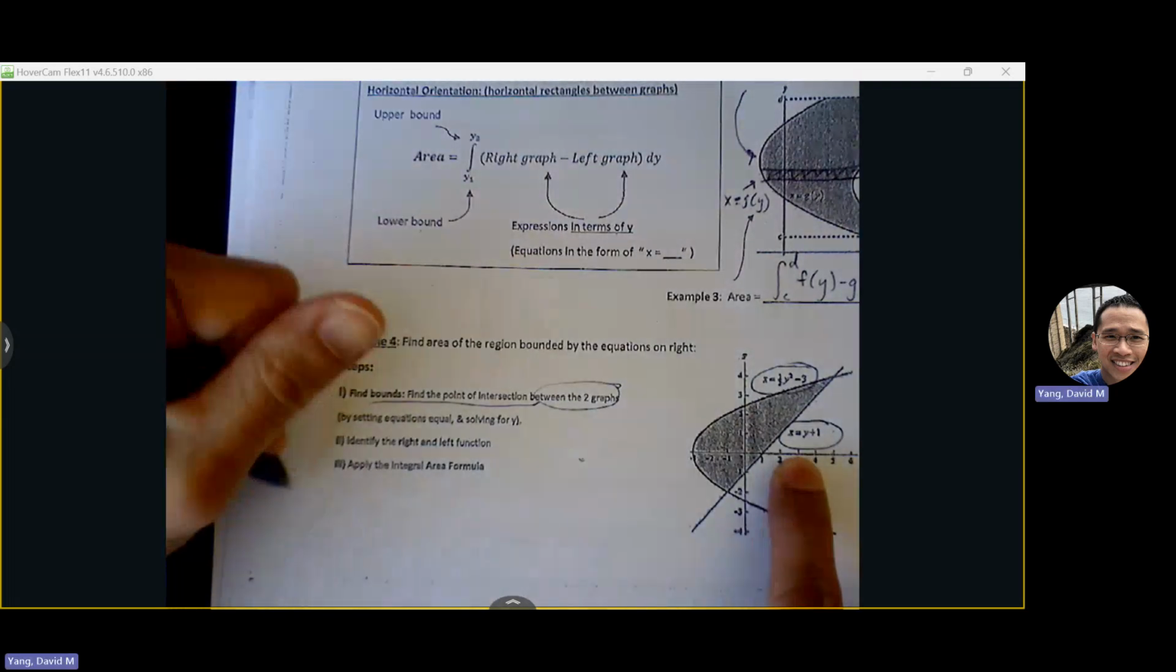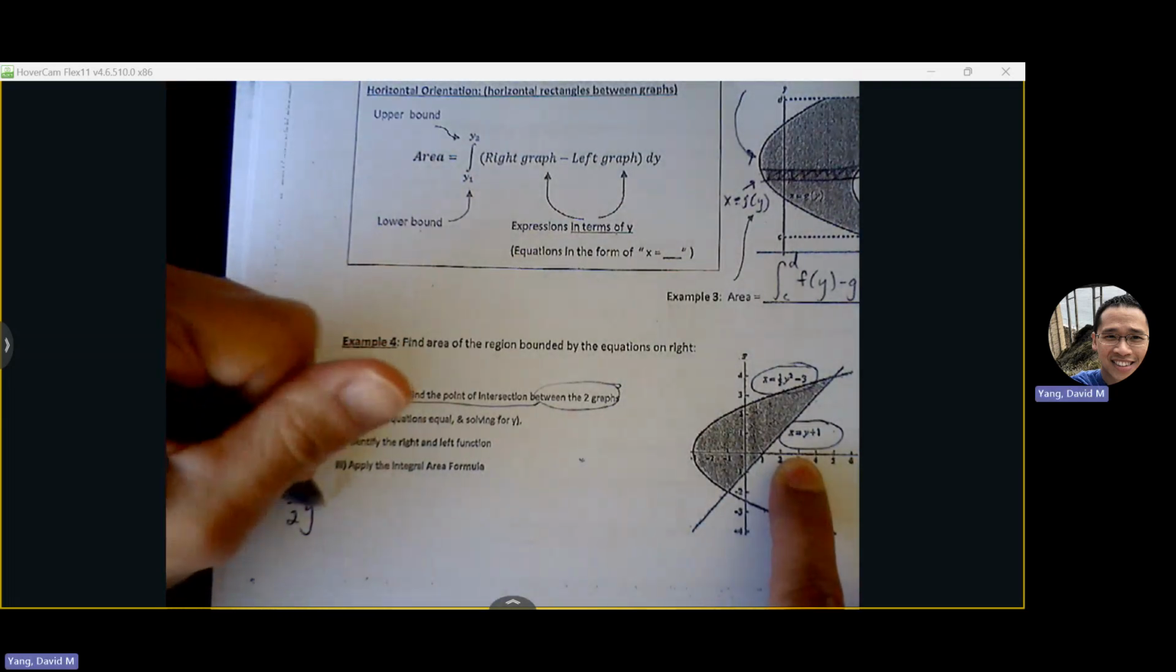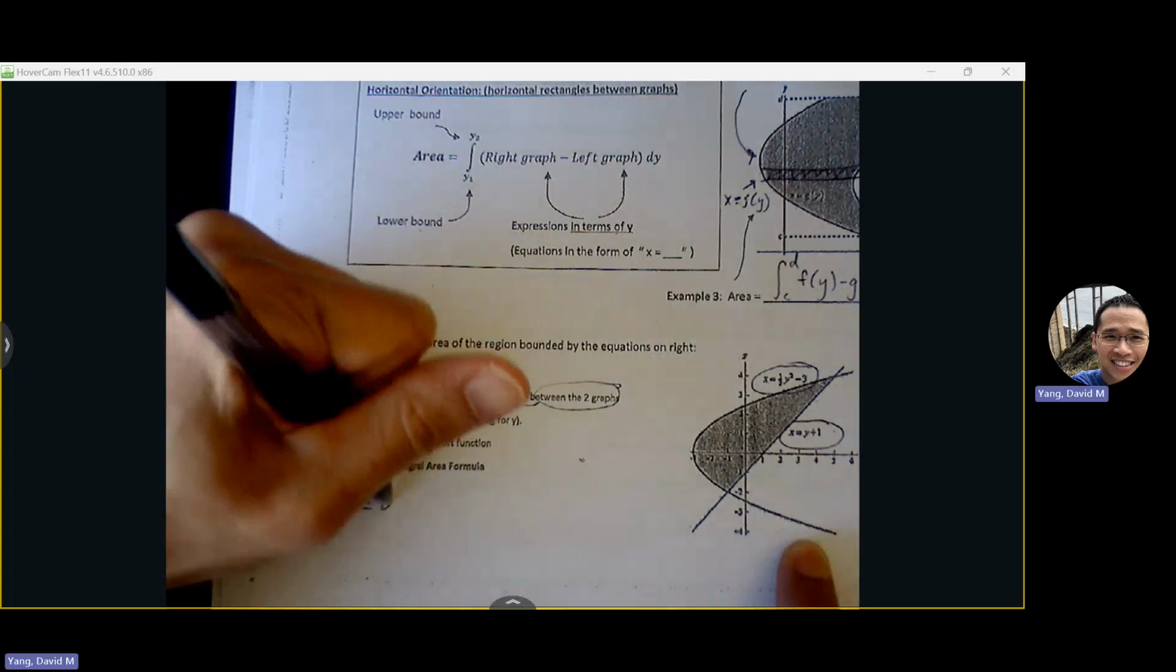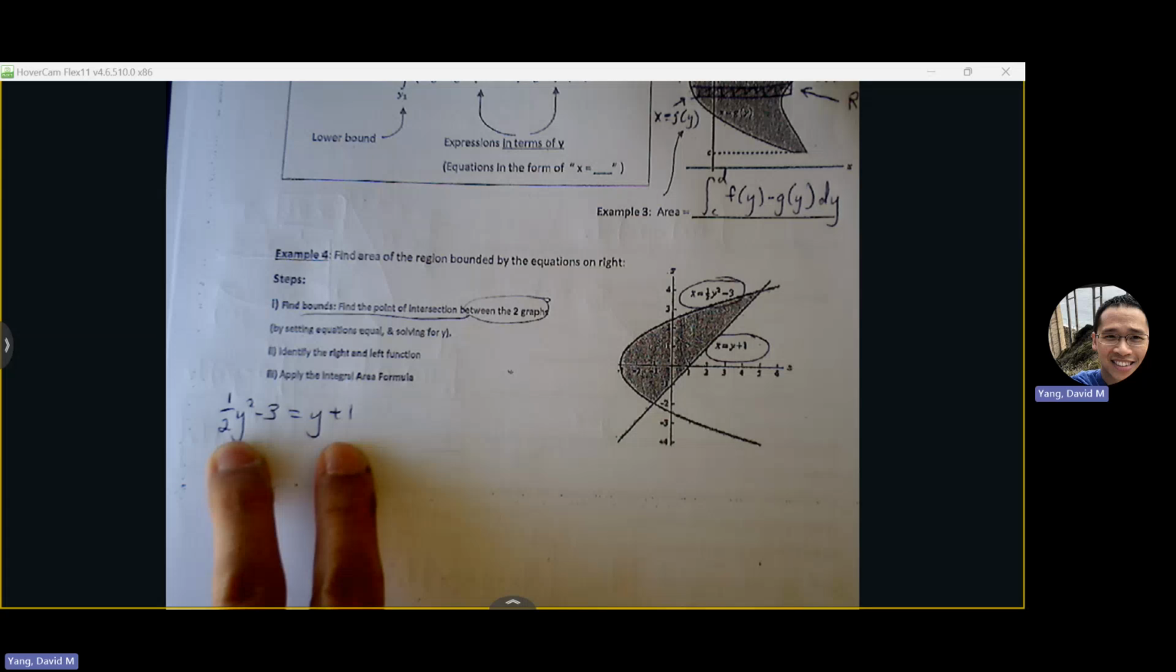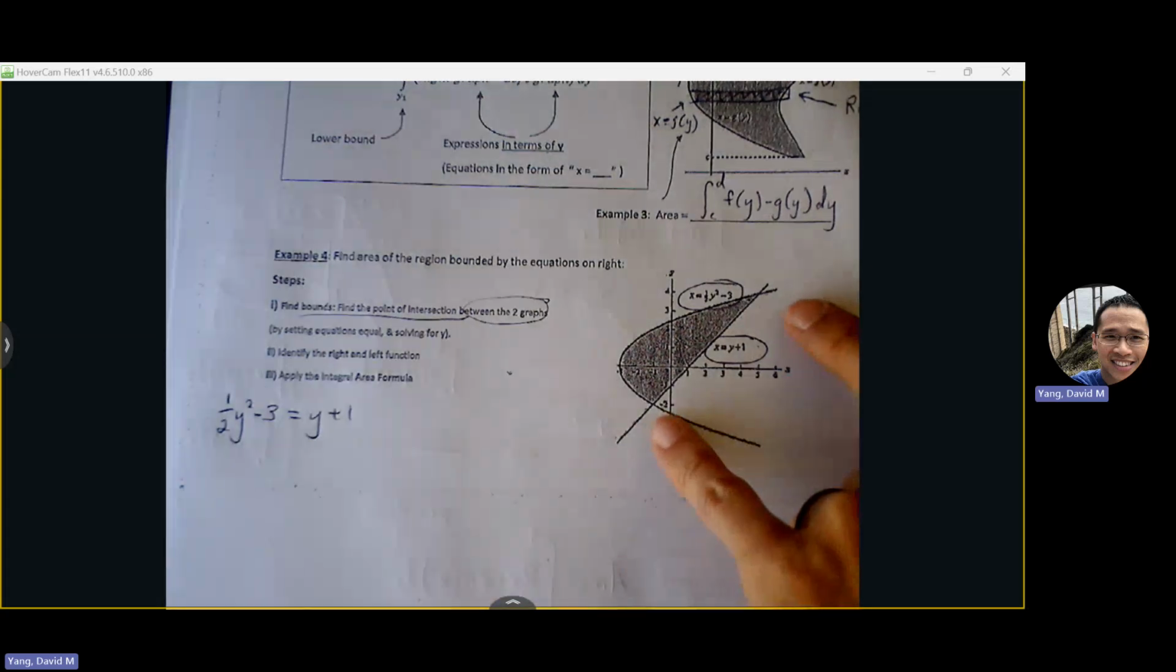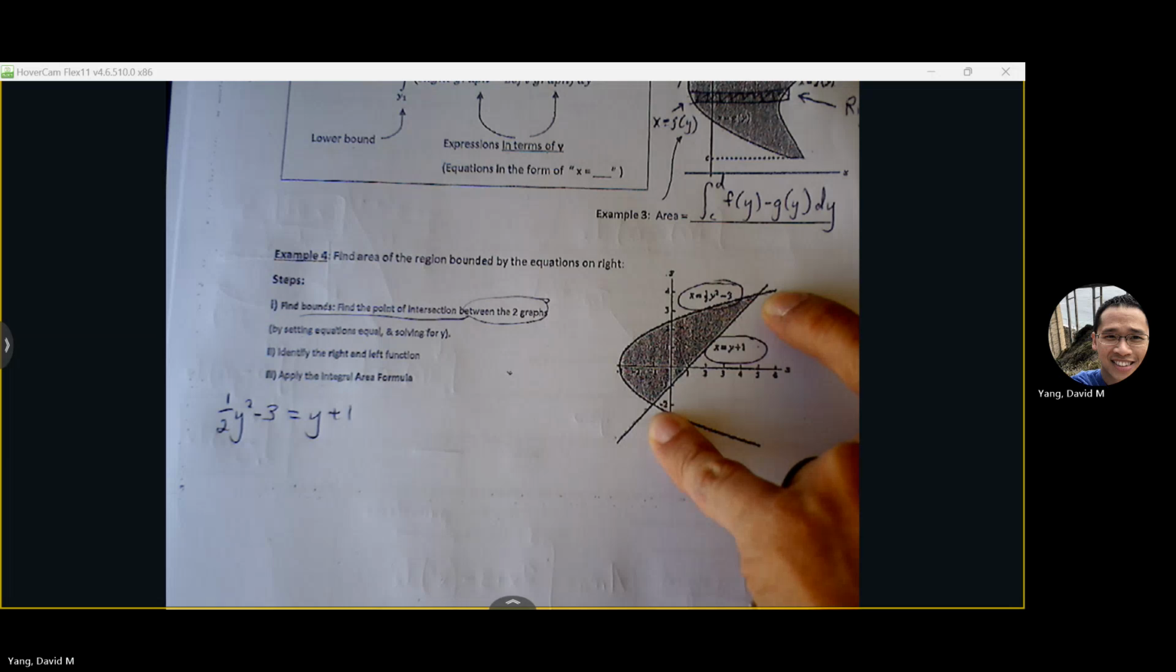So here are my equations. I have 1/2 y squared minus 3 equals y plus 1. So I want to find out where these two graphs are going to intersect, and wherever they intersect, they're going to return me the y values of these intersections.